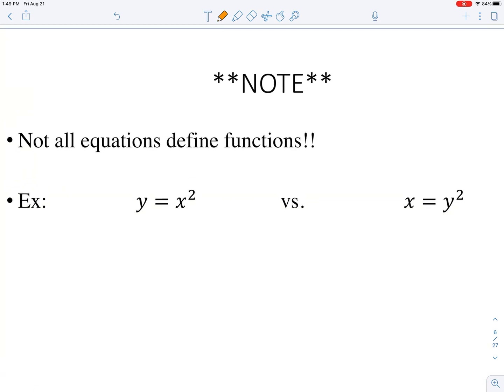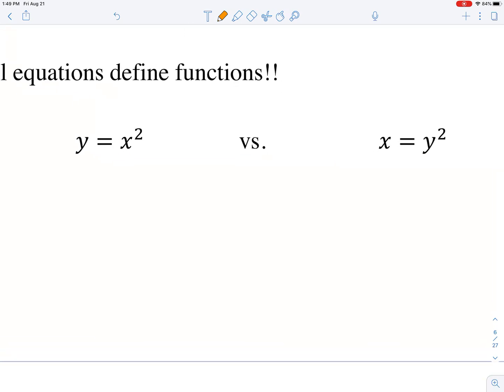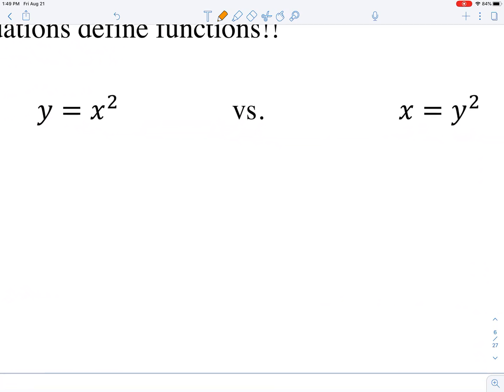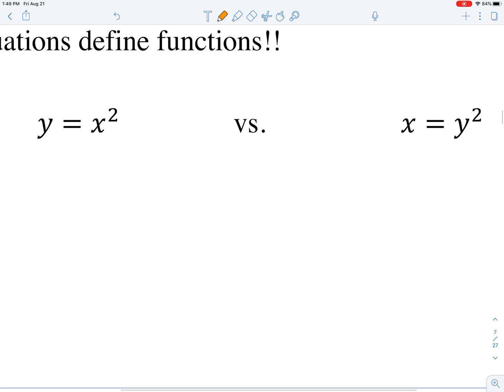So not all equations define functions. Some equations end up just being relations, and some equations actually represent functions. Let's go over how we can tell. These two equations here look very similar, and you've probably seen both of these equations before. Well, let's pick a value for x. Why don't we let x equal 4?